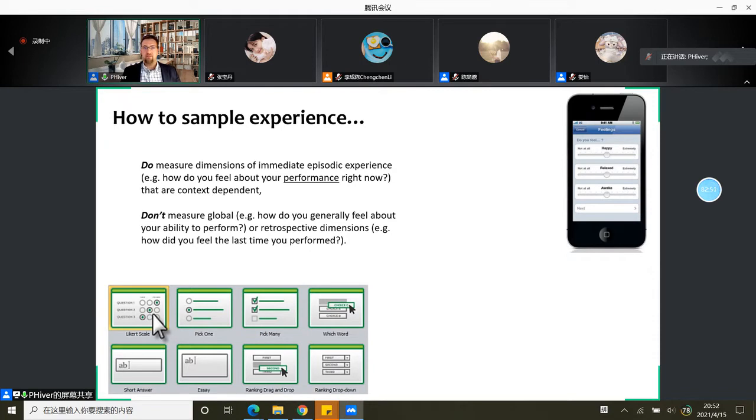Now, although it's very flexible, experience sampling is best used to measure dimensions of immediate, episodic experience. What is episodic experience? Well, it's questions about real time, in the moment. Things like this. How do you feel about your performance right now? And these tend to be context dependent. Generally, experience sampling avoids measuring global or retrospective dimensions. And the reason we avoid retrospective or global dimensions is because the present time and the present context are much less relevant to those things.